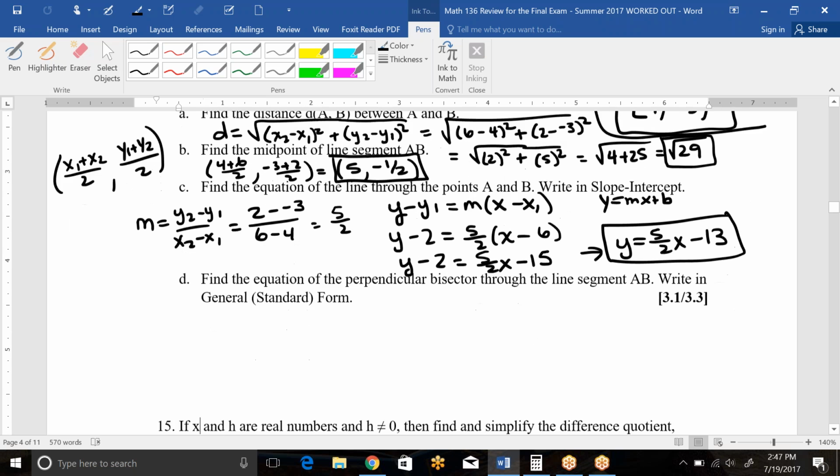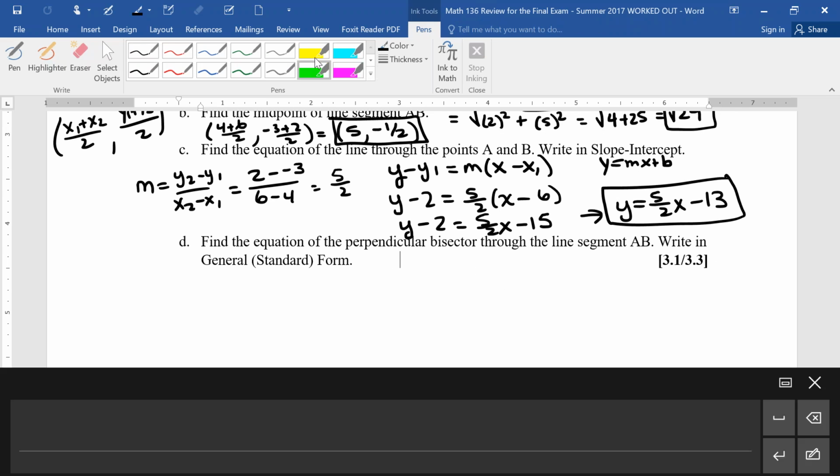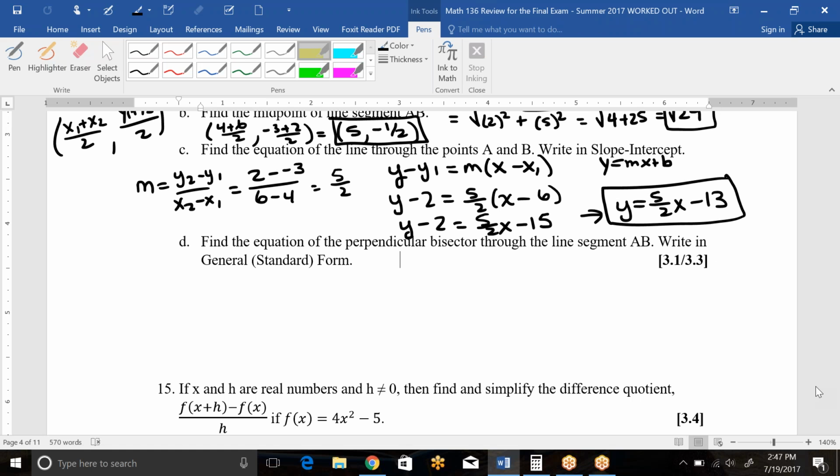D is a little bit different. You want to find the perpendicular bisector. There's two words there, and they both mean something that you need to do. Perpendicular means we need to have a perpendicular slope. So we already know the slope of the old 2 points. Slope of A and B is 5/2. So a perpendicular slope would be the opposite reciprocal. So we flip that and we change the sign, so negative 2/5.